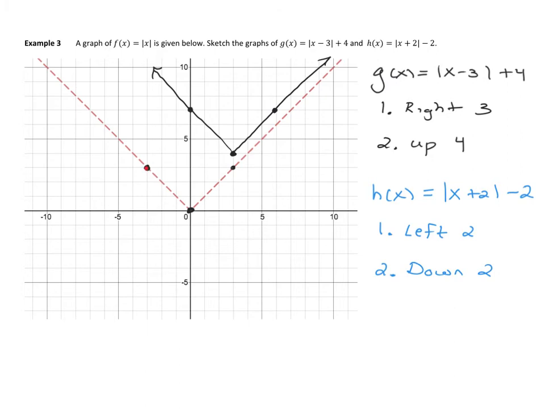Let's start with this one. First it goes left 2, and then it goes down 2. So negative 5, 1 is the new location of that point. Here, this goes left 2 and down 2, so negative 2, 2 is the new location of that point. And the last one is this one. It goes left 2 and down 2, so it's actually right here. We're going to have a little bit of overlap. This is something that can certainly happen. If you sketch in the entire graph, here is h of x.